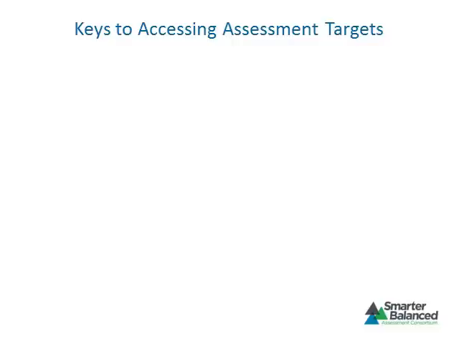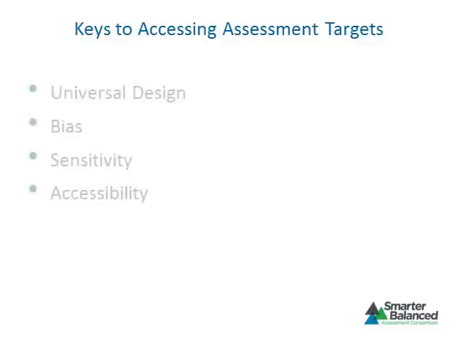This module explores several topics that can affect the ability of items and tasks to accurately access assessment targets. These topics fall into four broad categories that include universal design, bias, sensitivity, and accessibility. Each of these topics is examined closely in this module. Through this examination, it is easy to see how these ideas build on each other and how their impact on the quality of an item or task can be minimized by following several key guidelines for developing accessible items and performance tasks.